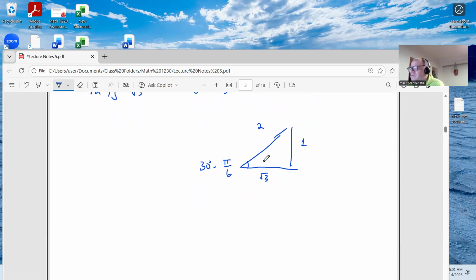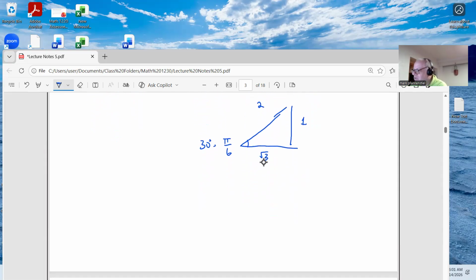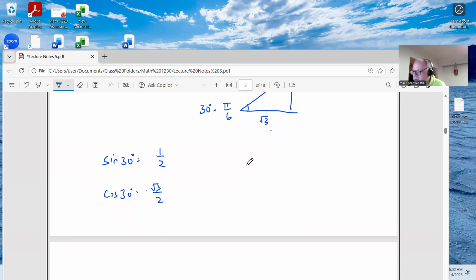We want to do the sine, cosine, and tangent of our 30 degrees here. So we have our sine of 30 degrees. That's going to be our opposite over hypotenuse, so that's going to be 1/2. Our cosine of 30 degrees is adjacent over hypotenuse, square root of 3 over 2. Our tangent of 30 degrees is going to be opposite over adjacent.